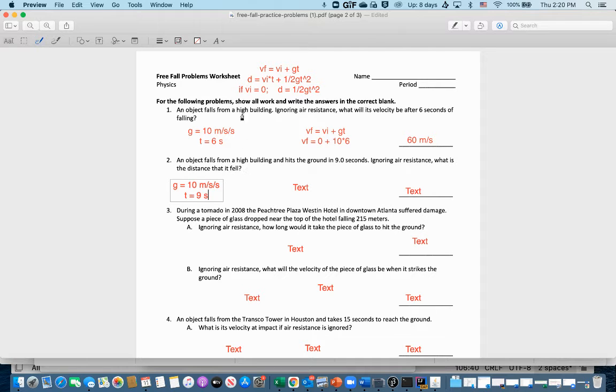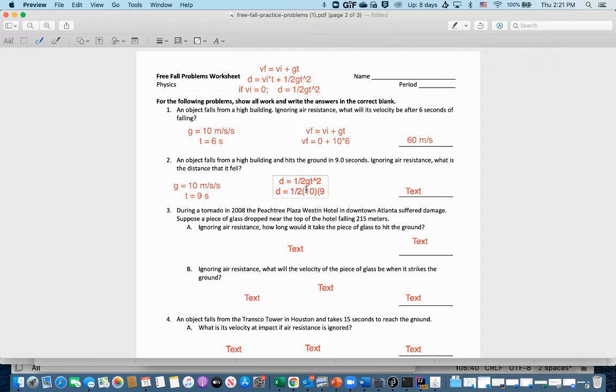An object falls from a high building. Again, we're going to assume that the initial velocity is 0. Unless otherwise stated, always assume the initial velocity is 0 for our class here. So I'm going to put distance equals 1/2 g t squared. I'm just going to plug in what I have. So I have 1/2 times 10. That gives me my 5 right there. And then times my time squared.